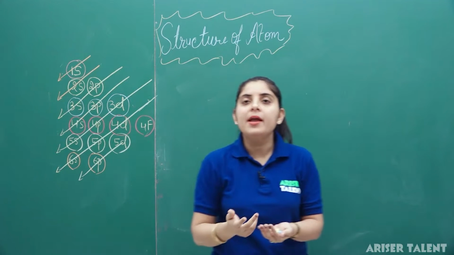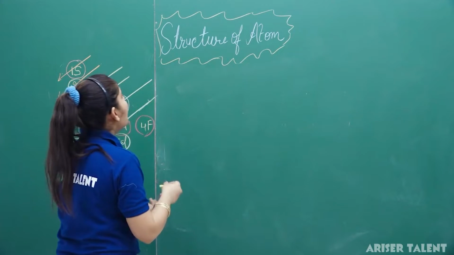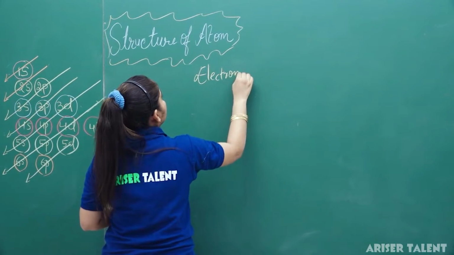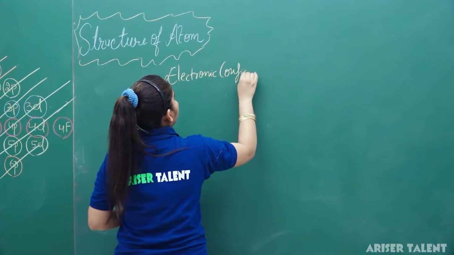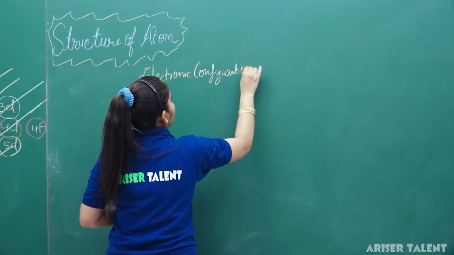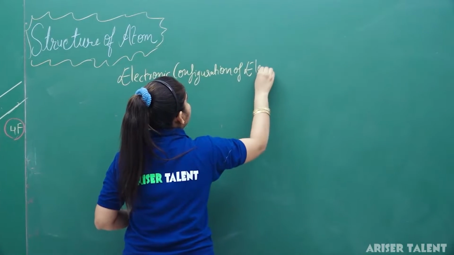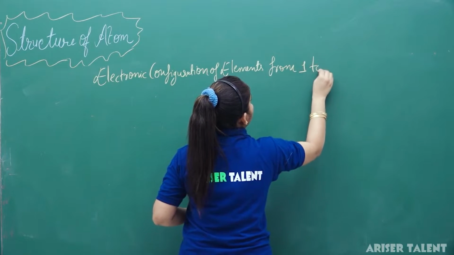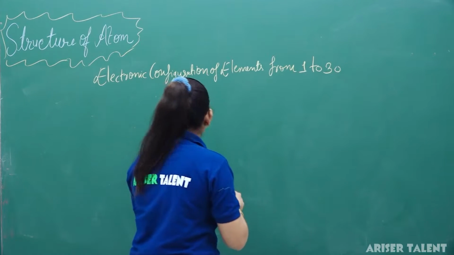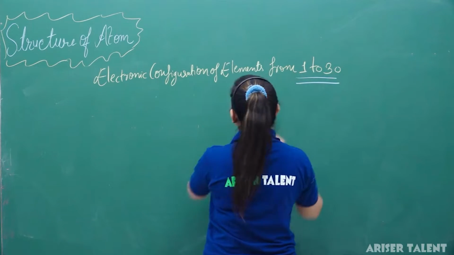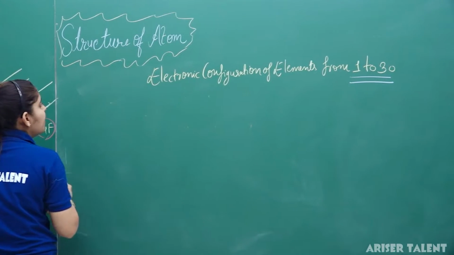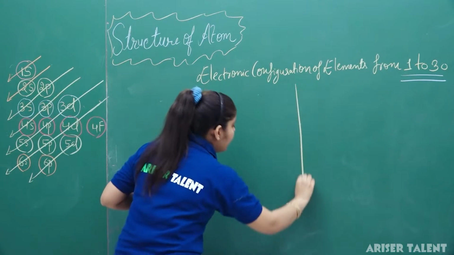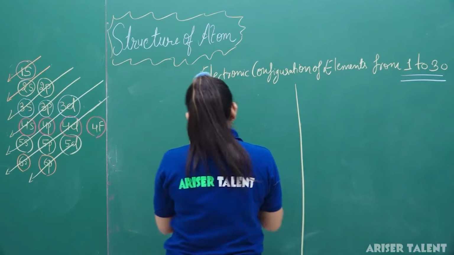Now we will learn about some of the elements and write their electronic configuration. So I am discussing the electronic configuration of elements from atomic number 1 to 30. Again we have three categories here. Firstly we will write the atomic number, then the name of the element, and the third column will be the electronic configuration.